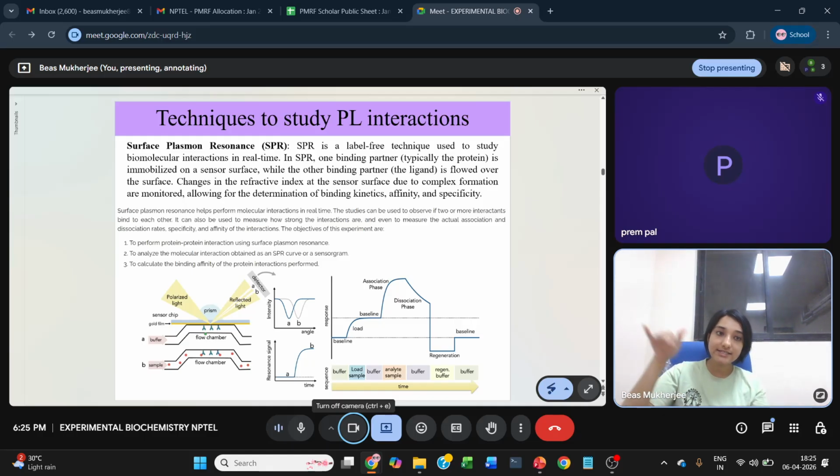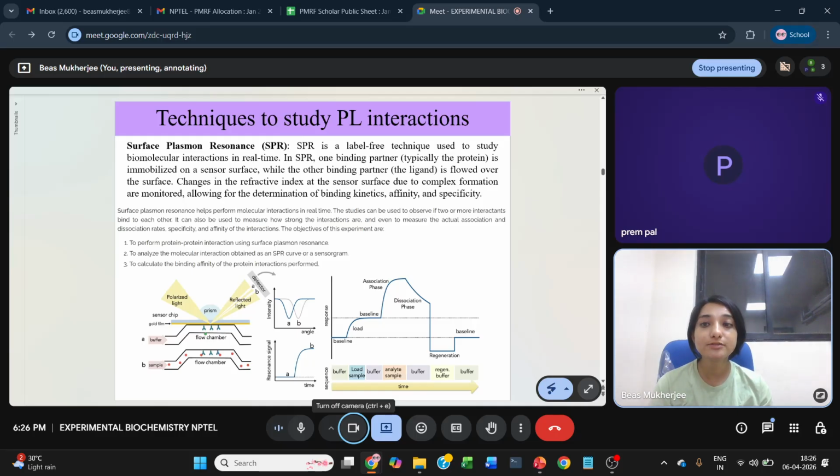Now light comes and it is getting reflected, right? But when this ligand binds to the protein, the reflection is different because the refractive index changes. Due to this change in the refractive index, we can actually monitor the binding affinity of this particular protein for the ligand. So the changes in the refractive index at the sensor surface due to the complex formation are monitored, allowing for the determination of binding kinetics, affinity and specificity.